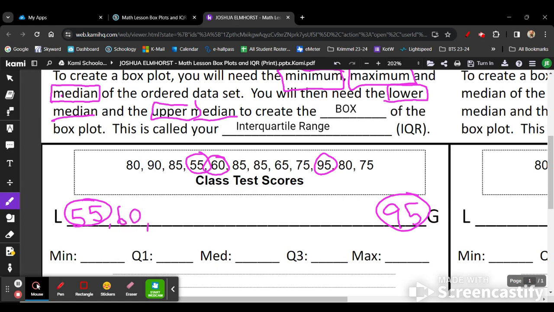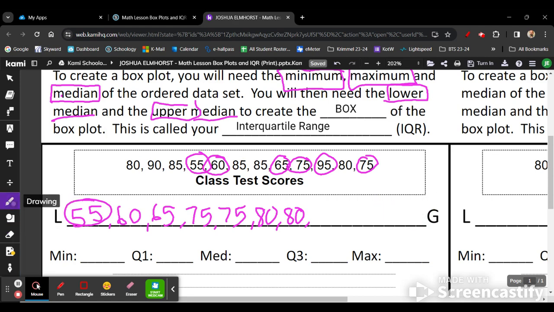60. And then 65. 75. There's 2 of them. Got 80, 80. 3 85s. I think I am writing too big. I'm going to run out of space. 85, 85, 85, 90, and 95. So if you organize your data, you always want to double check, make sure you got all the data points.